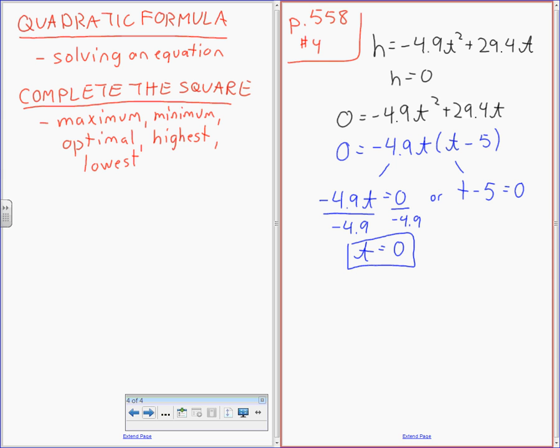Right, because you're just dividing. It's negative 4.9 times t, so you're just dividing by 4.9. Quinn, how do you isolate t on the right-hand side, please? T equals 5. Now, this is significantly easier than the quadratic formula. That's why I do it by factoring.